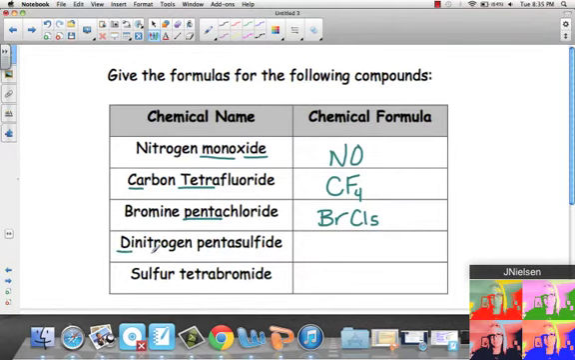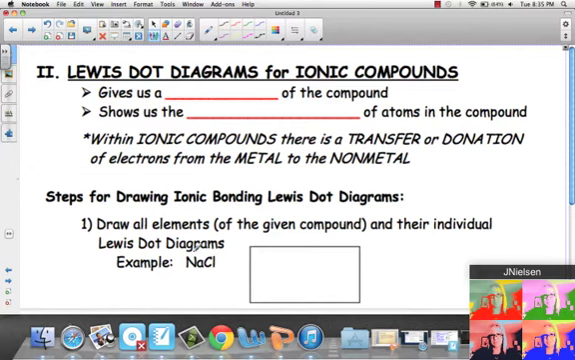Cl5, 5 chlorines. Di is 2, nitrogen. So I've got 2 nitrogens, so it's N2. Penta is 5. Sulfide comes from sulfur, N2S5. Sulfur is S. Tetra is 4. Bromine is Br, and there's 4 of them. And that's about it for naming and writing covalent compounds.